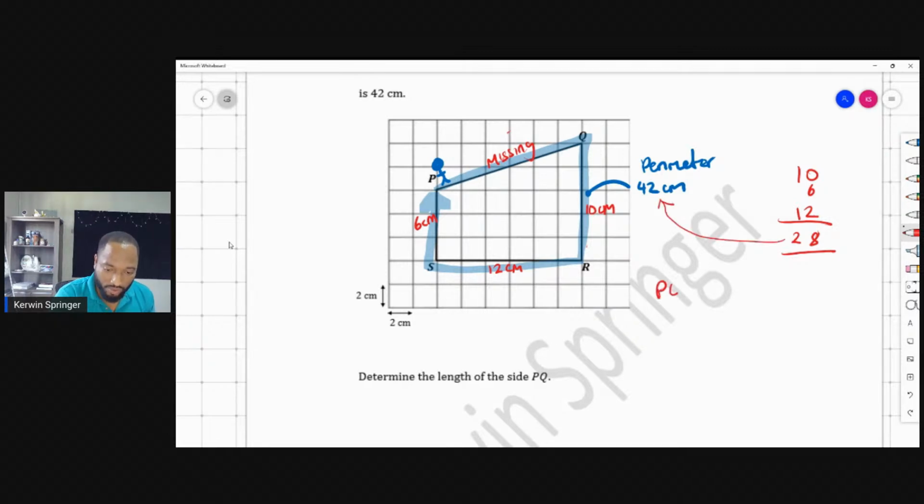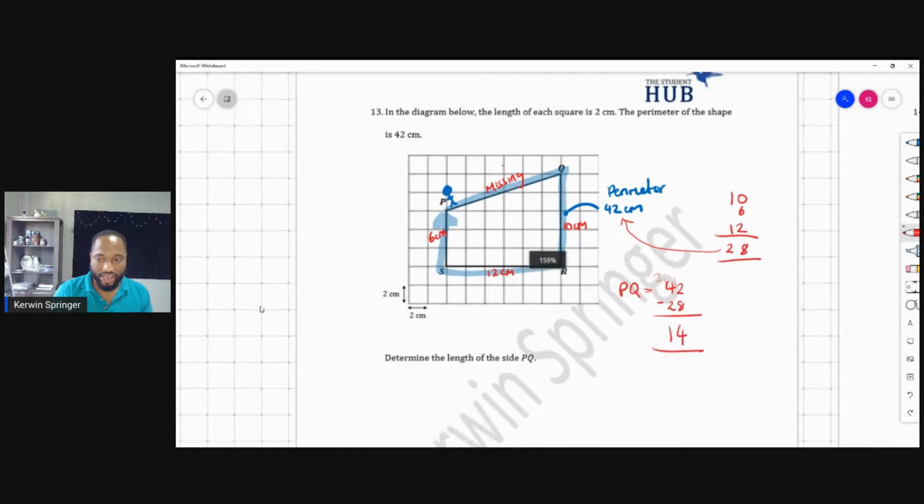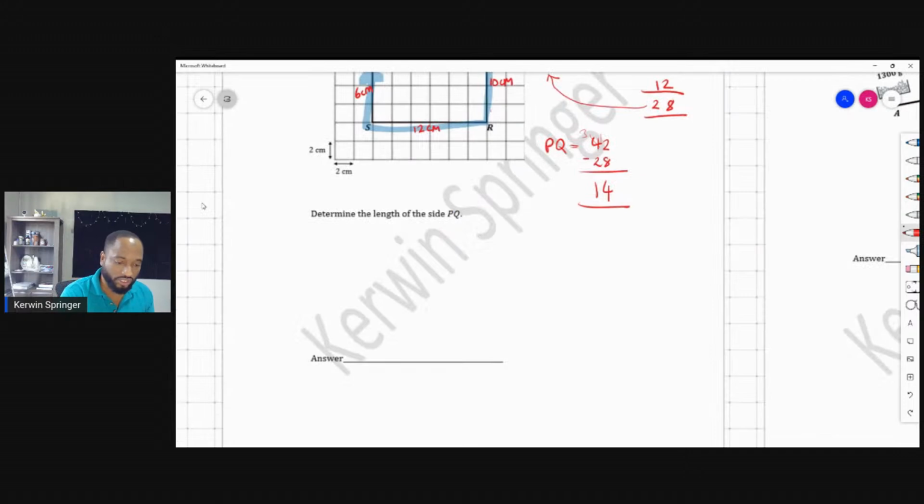So PQ must be equal to 42 minus 28. Once again, we'll have to take a little borrow there, and get 4 here, get 1 there. And the answer is none other than 14 centimeters.